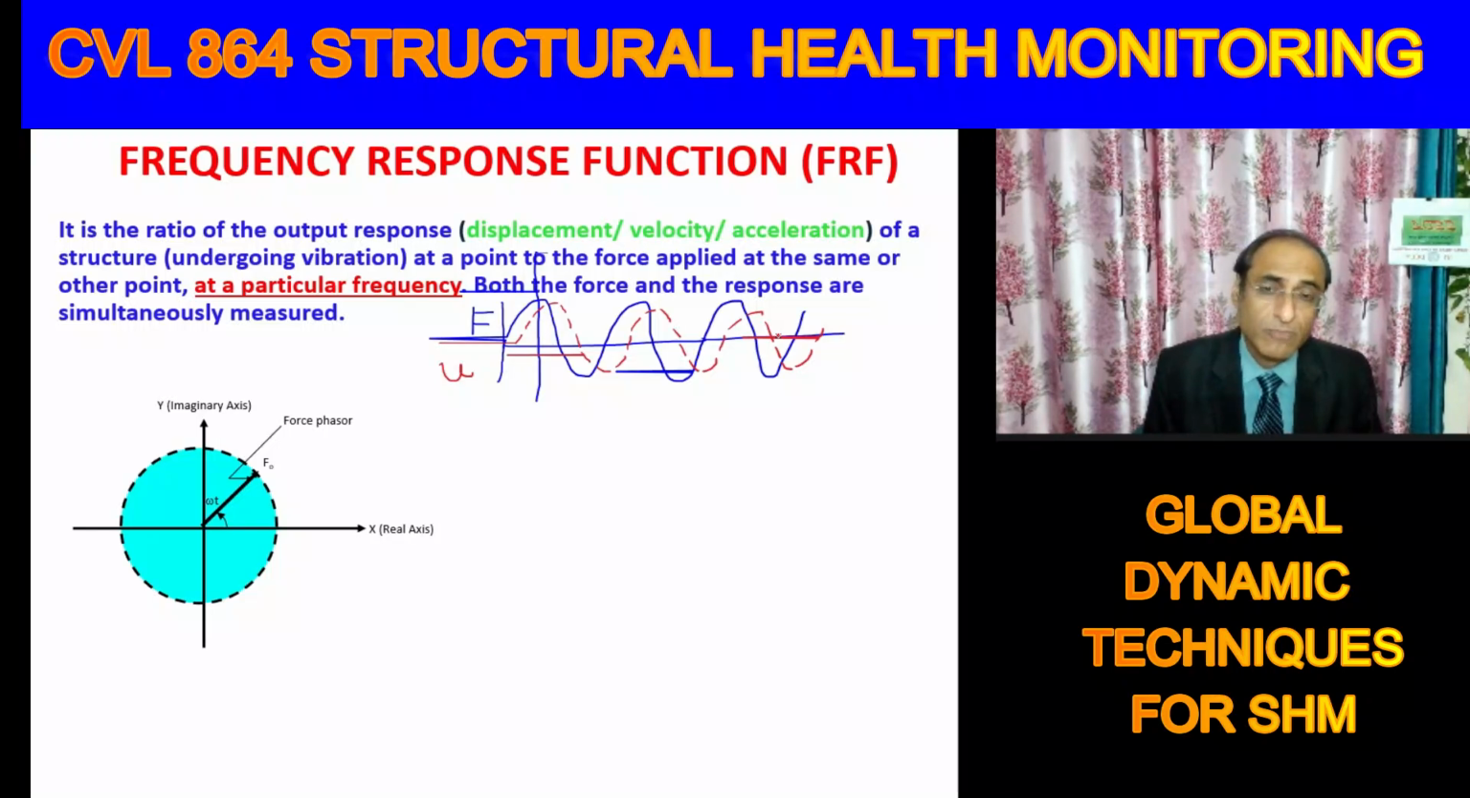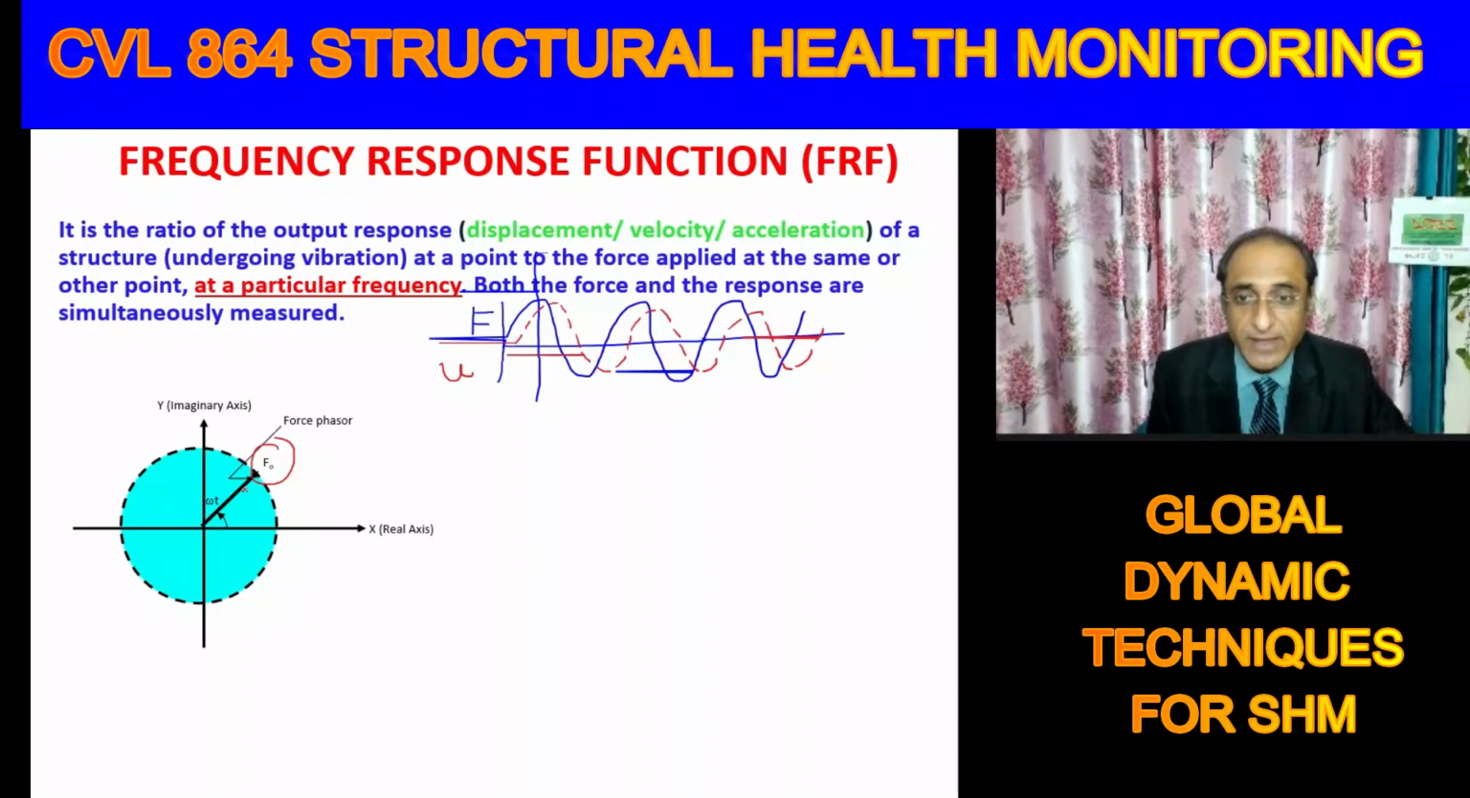Because of the phase difference, we make use of complex functions. So we represent the force by a phasor diagram. Now imagine this vector. What is a phasor? A phasor is a rotating vector. Let's say this is the magnitude, F0 is the magnitude of the force, and this is rotating at the angular frequency omega. What is omega? Omega is the frequency of the force.